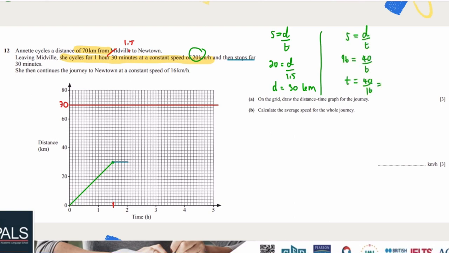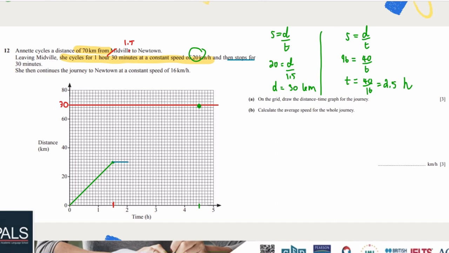So t equal to 40 over 16 is 2.5 hours, right? So plus 2.5 hours. So what to do next? Now the number of hours is 2 after she stopped from traveling. So plus 2.5 hours, the total is 4.5 hours, right? So mark 4.5 hours here.